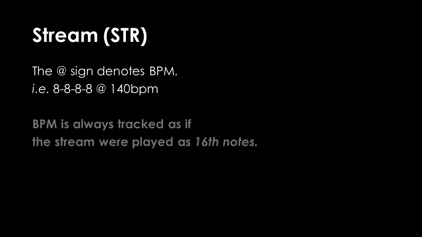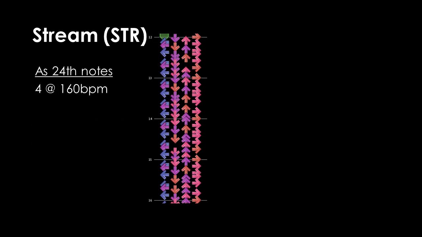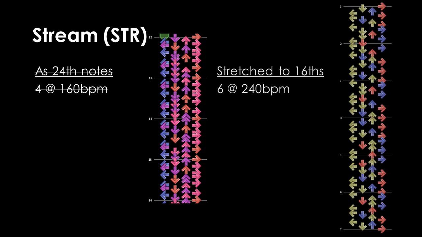There is one caveat I'll try to explain as best as I can. Even if a stream in a song is written as 24th notes, the stream breakdown would describe the stream as if it were 16th notes. So for example, if a 160 BPM song has 4 measures of 24ths, if that stream were stretched out to be 16th notes, it would turn into 6 measures of 16th notes at 240 BPM. So the stream breakdown would say that it's 6 measures at 240.